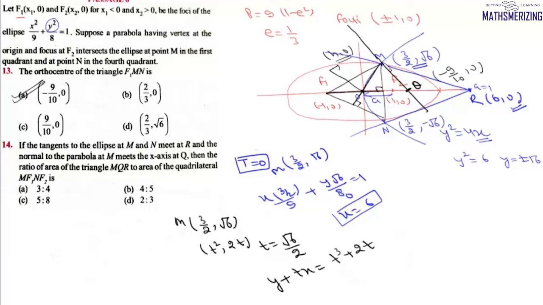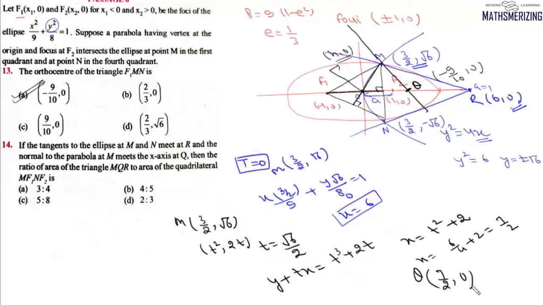equal to at cube plus 2at. Now this normal will intersect the x-axis at this point Q. So for the point of intersection, we'll put y as 0. So if we put y as 0, we'll get x as t square plus 2, and the value of t square is simply 6 by 4. So the value of x is 6 by 4 plus 2, that is 3 by 2 plus 2. So it should be 7 by 2. So the coordinate of this point Q is 7 by 2 comma 0.